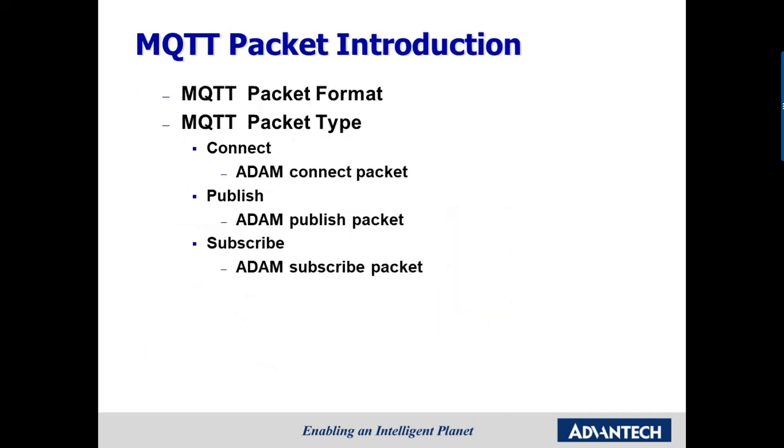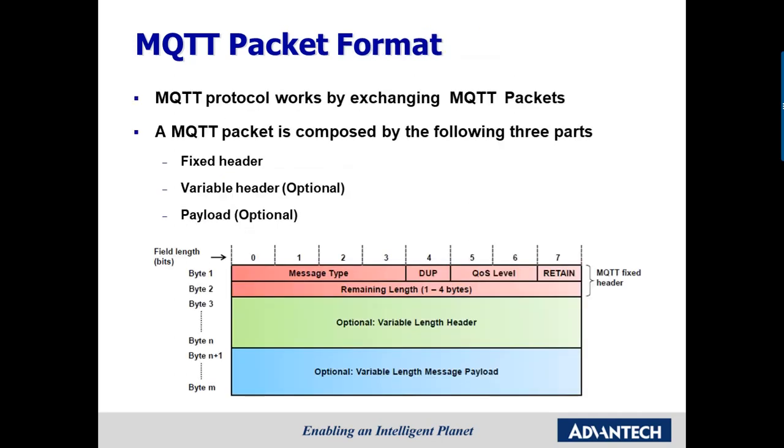After the first chapter of MQTT basics, we can move on to more detailed parts of the MQTT packet. We will also use the real packets sent by the ADAM module to let you better understand those important MQTT packets. The MQTT protocol works by exchanging MQTT packets. The MQTT packet is very simple, just as the picture below. It is composed of the following 3 parts: the fixed header, the variable header, and the payload.